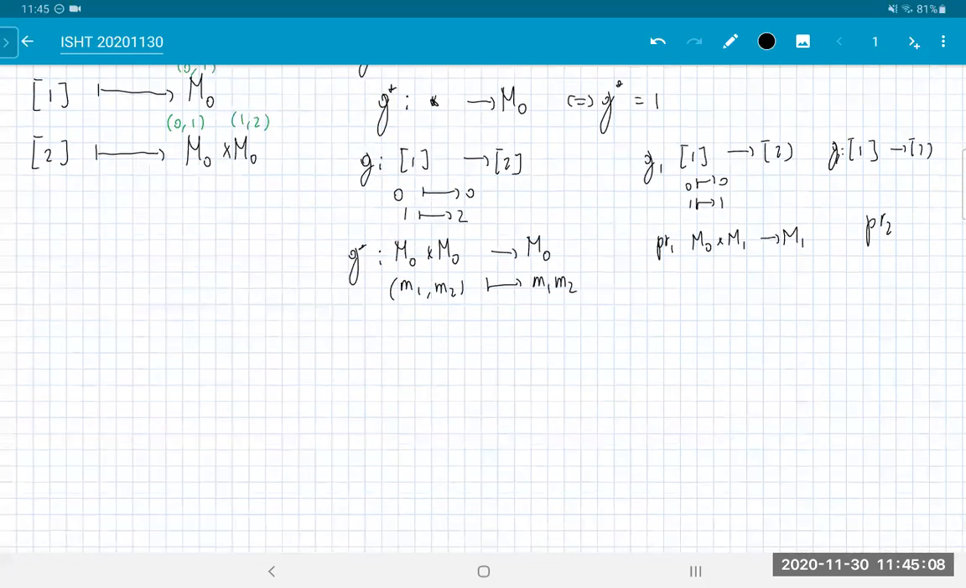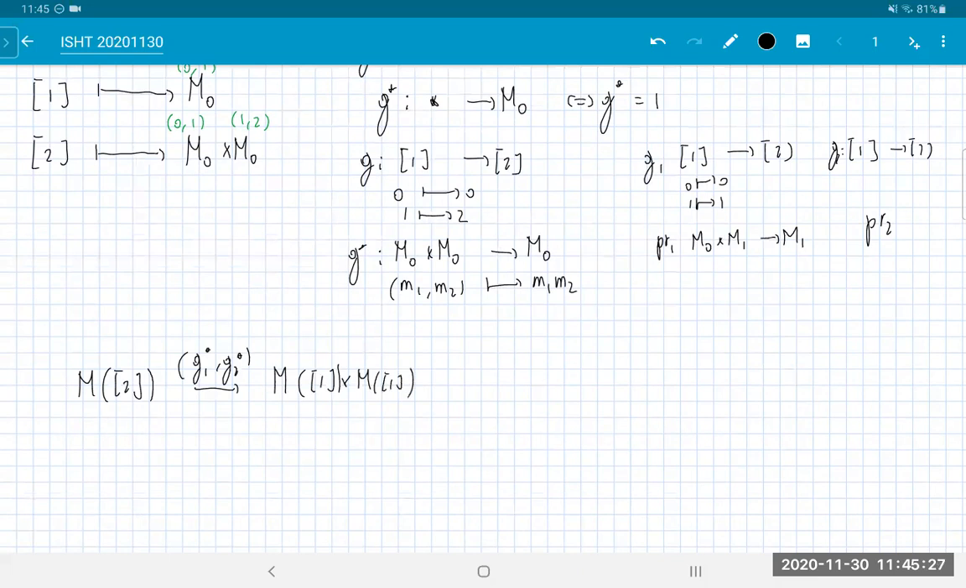And so you have M of two, and you have this commutative diagram here. And now I'll stop because I'm out of time and I don't want to overload you, but I want to finish this example. This G upper star here into M of one, and this is just a multiplication.